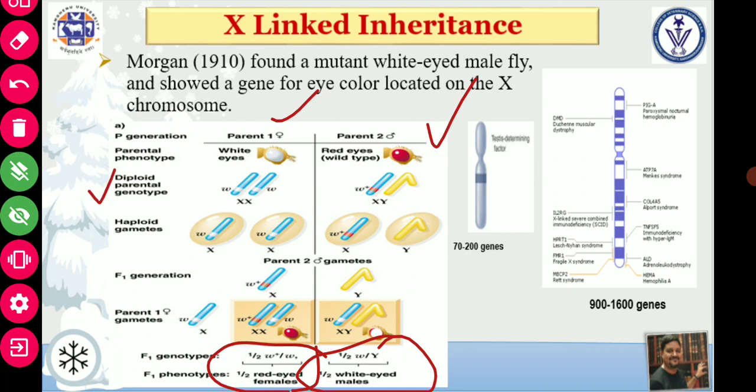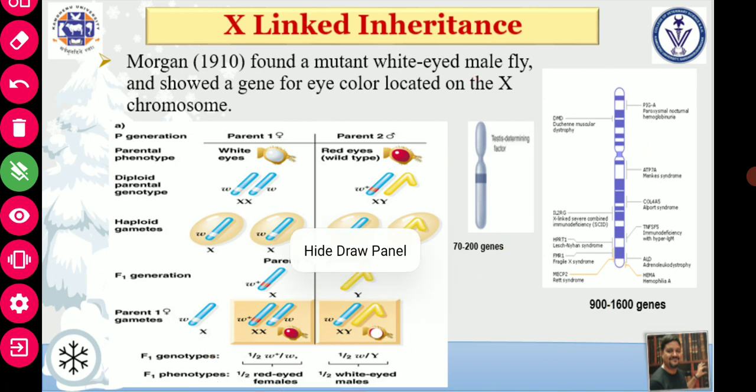Now here you can see the difference between the Y and X chromosomes. The Y chromosome contains around 100 genes, whereas the X chromosome contains almost 1,000 to 1,500 genes. This is the case of humans only. Now, coming to our original one, when Morgan crossed a white-eyed female with a red-eyed male, he found all white-eyed males and all red-eyed females.